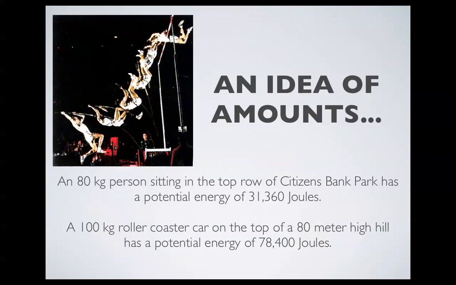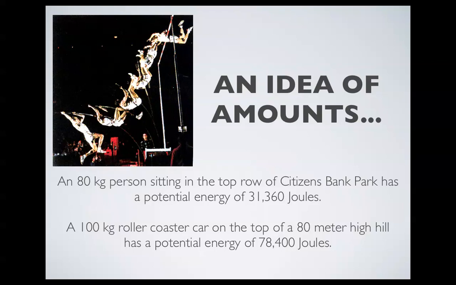And just like the kinetic energy video, I just want to give you an idea of some amounts. An 80-kilogram person sitting on the top row of Citizens Bank Park has the potential of about 31,360 joules. So that's a lot of energy stored up for gravity to act on you if you were to, unfortunately, fall from the top row.